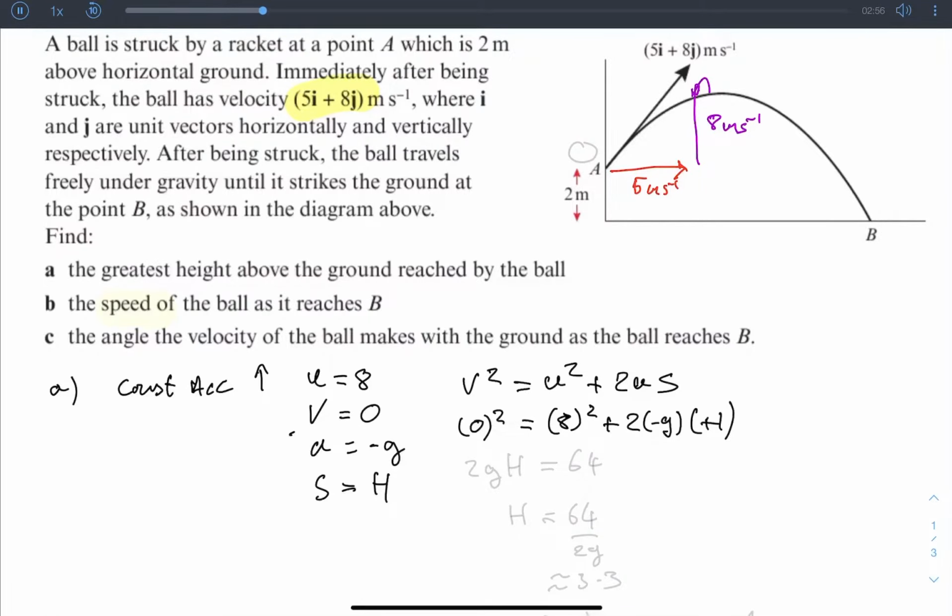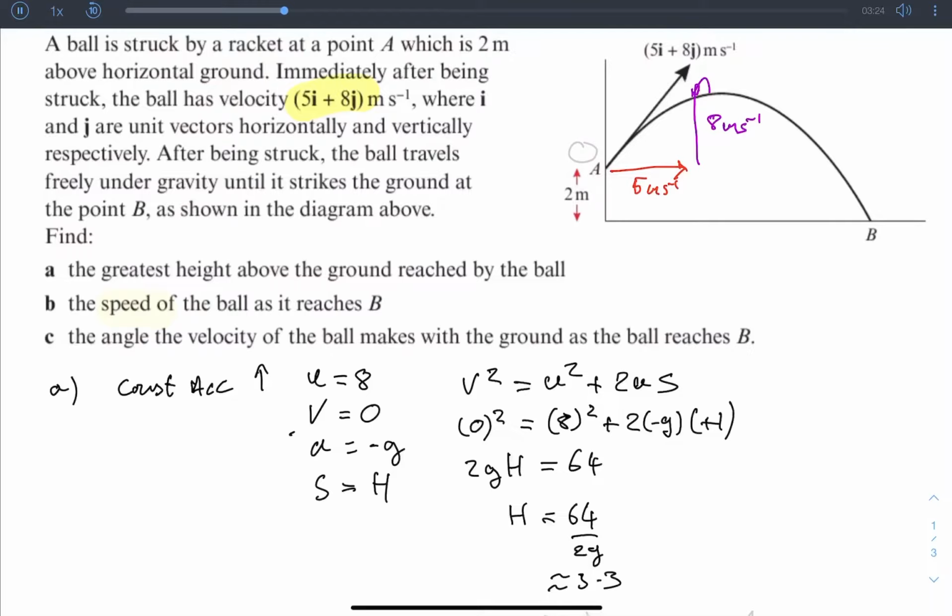So now we go about solving that, having stated and substituted in the usual way. We get 2gh equals 64. So h is equal to 64 over 2g, which is approximately 3.3-ish. But you can check it on the calculator.